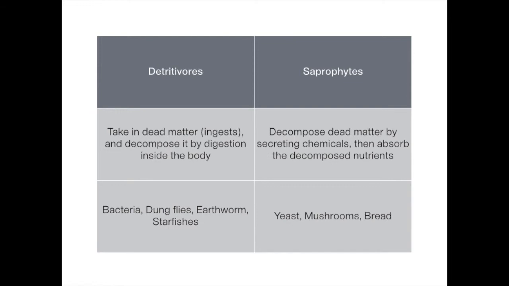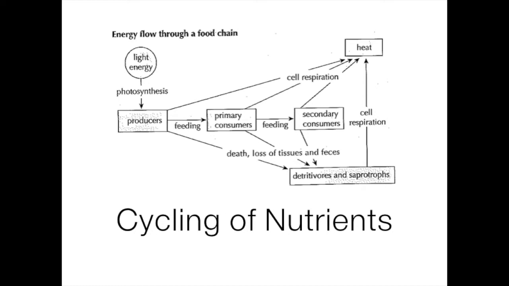But don't be confused between detritivores and saprophytes. Detritivores are organisms that take in dead matter, ingest it, and decompose it by digestion inside the body. However, saprophytes decompose dead matter by secreting chemicals, then absorb the decomposed nutrients. So the sequence is different. These decomposers take an essential part in the cycling of nutrients, especially saprophytes.